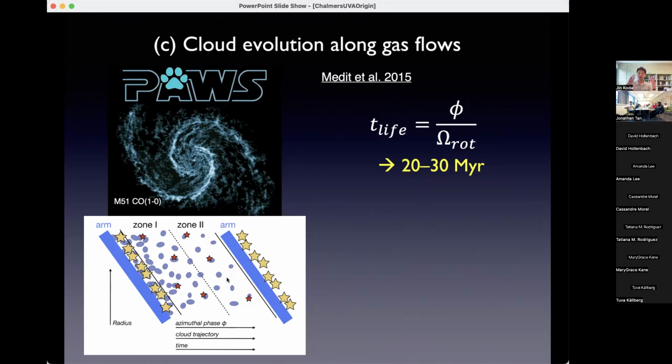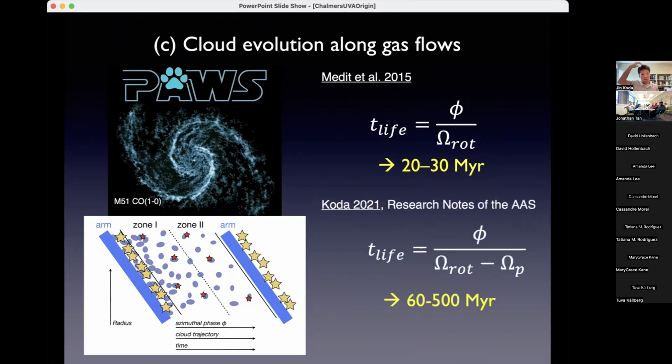So if you measure the typical distance of this decay, and divide that by the rotation velocity, then you can get some kind of lifetime. You can get the lifetime of molecular clouds. So they did that in 2015, and in this case, they divided angular separation by angular speed, which basically is the same thing, and got a cloud lifetime of 20 to 30 million years.